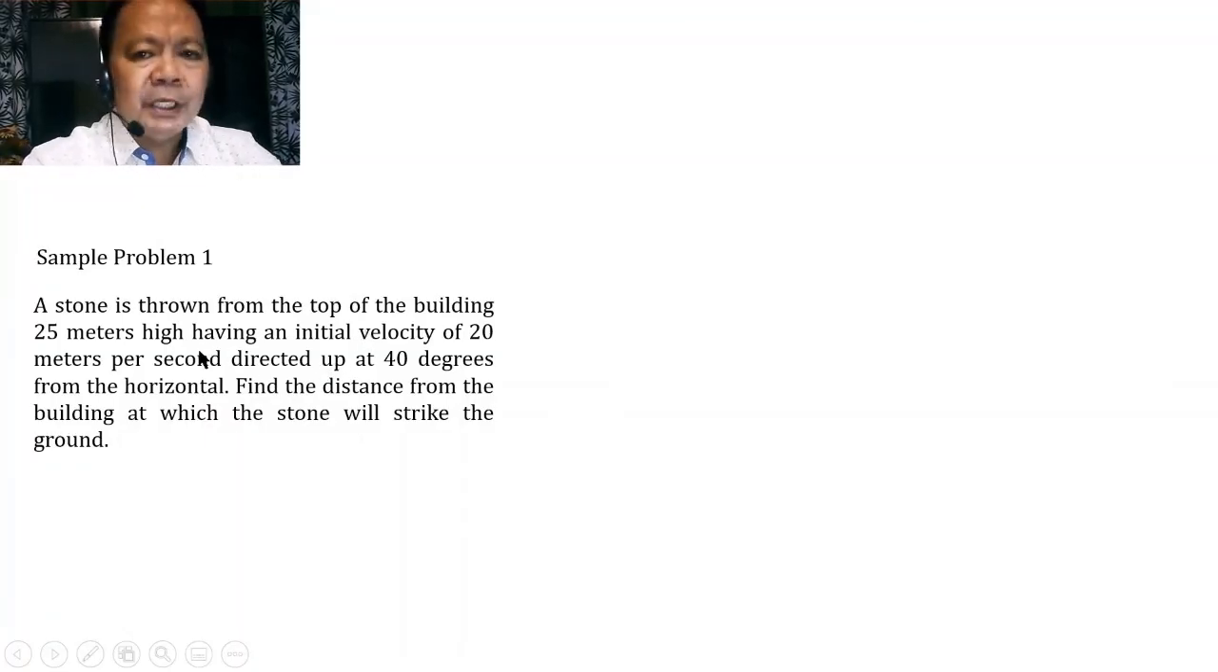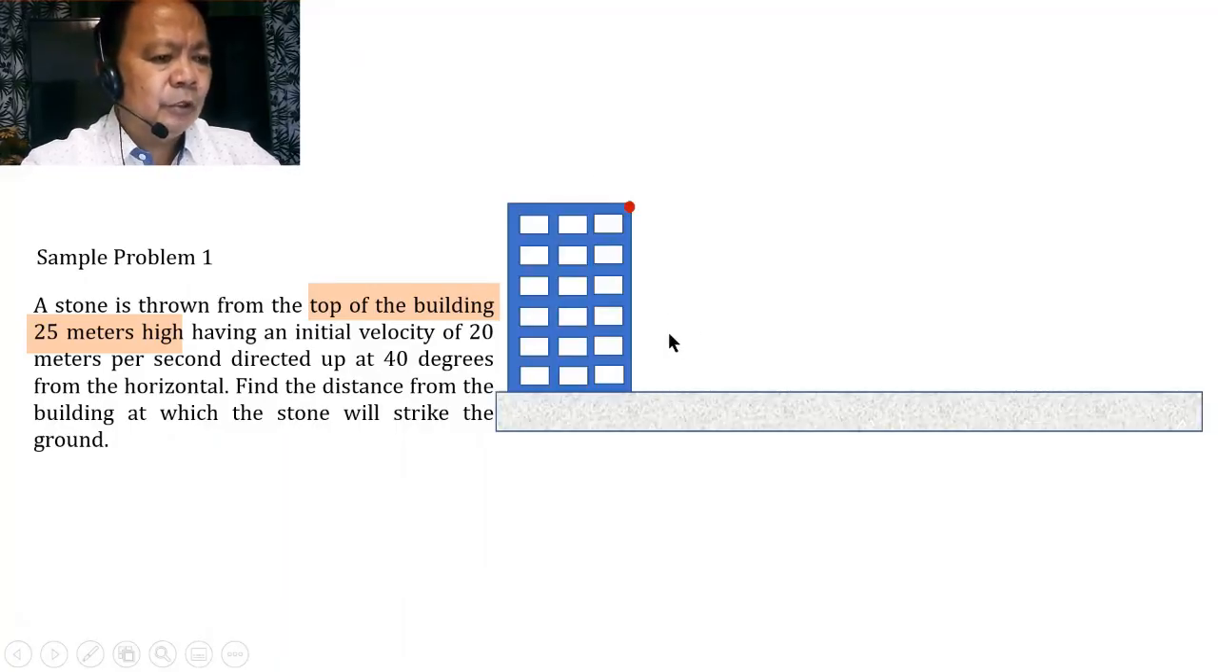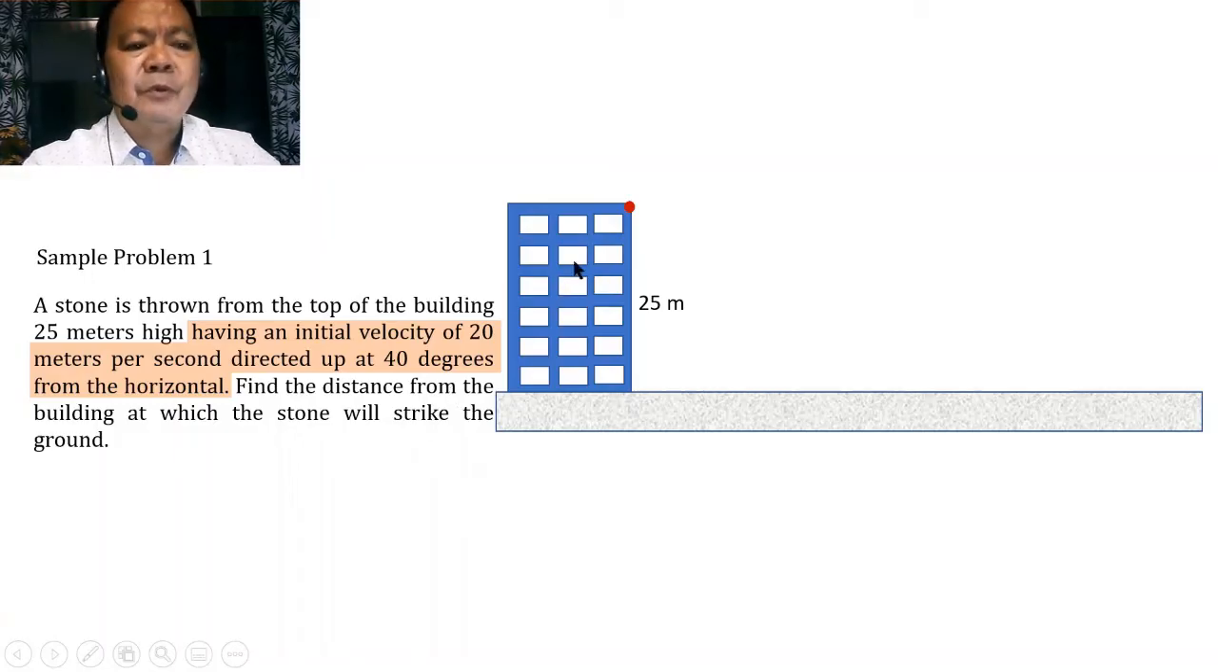So, para makita natin, mas maganda siguro ay isa-isahin natin yung given. And then from the given, we try to draw the illustration. So, binabanggit dito na meron ditong building 25 meters high. And then a stone is thrown from that building. So, let us imagine na meron tayo ditong building. Itong building na ito ay 25 meters high. Ito halimbawa, sabihin natin yung stone. Ayan. This stone is given an initial velocity of 20 meters per second up to the right at an angle of 40 degrees from the horizontal.